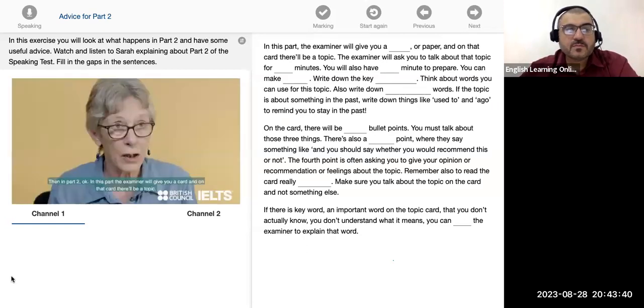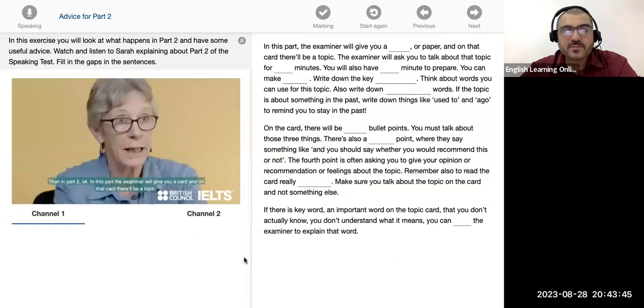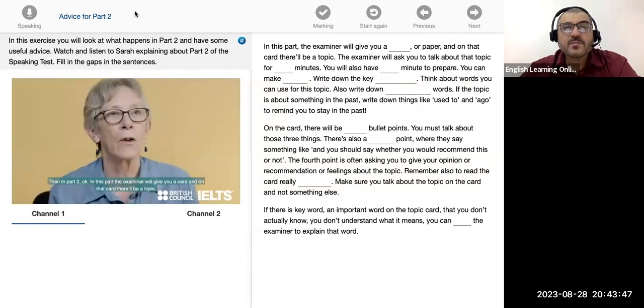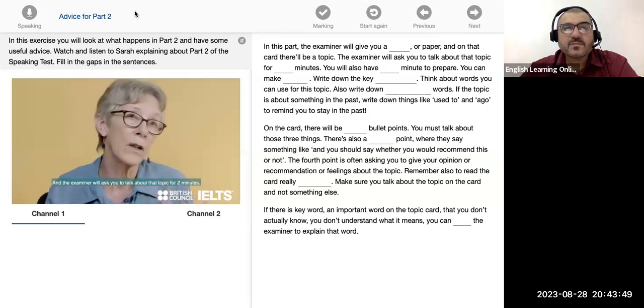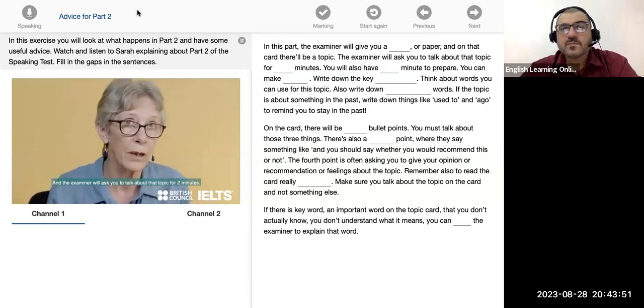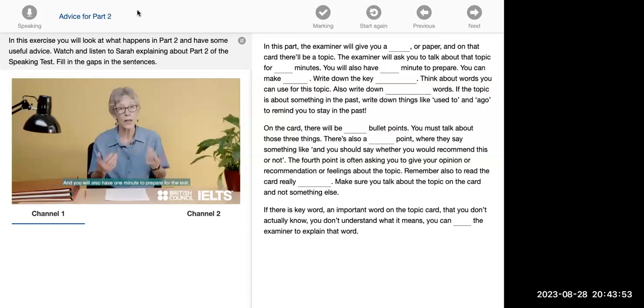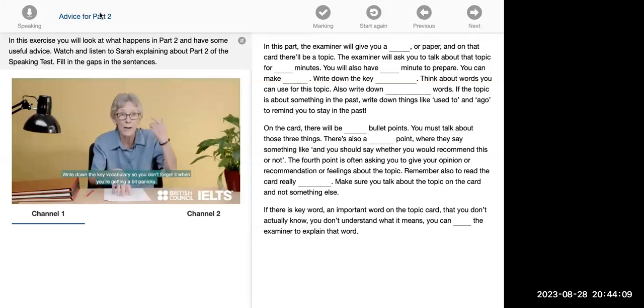Then in part 2, in this part, the examiner will give you a card, and on the card there'll be a topic, and the examiner will ask you to talk about that topic for 2 minutes. And you'll also have 1 minute to prepare for the test. So they'll give you a piece of paper and a pencil, and you have 1 minute and you can make notes. It's really important you use that time wisely. Write down the key vocabulary so you don't forget it when you're getting a bit panicky.